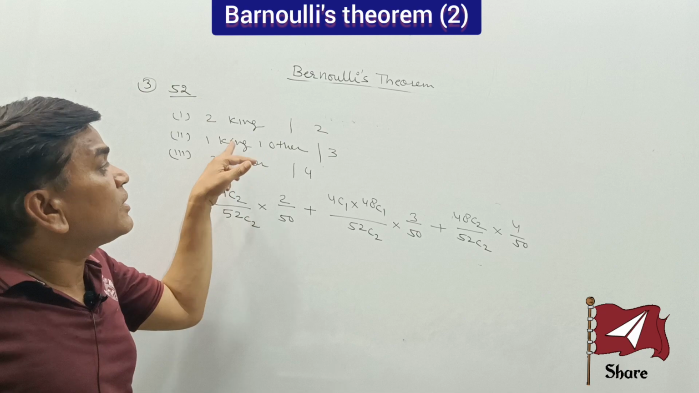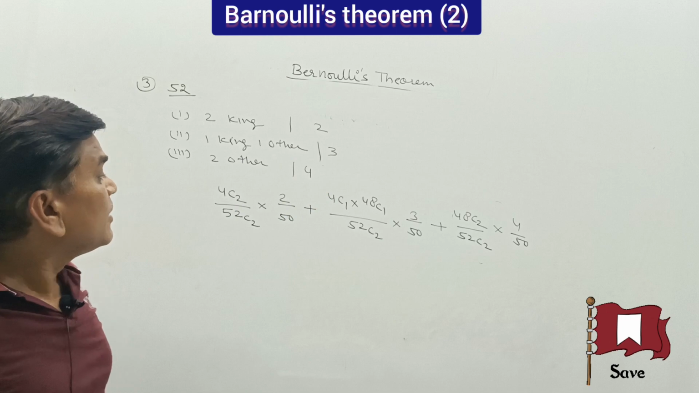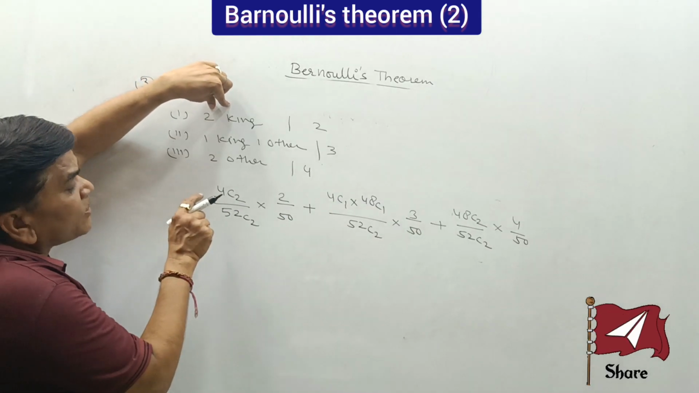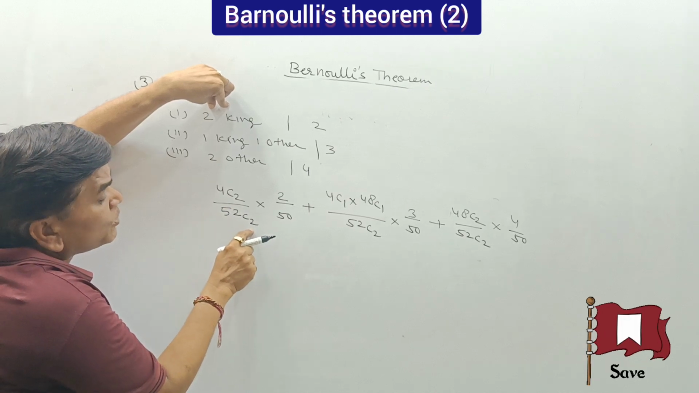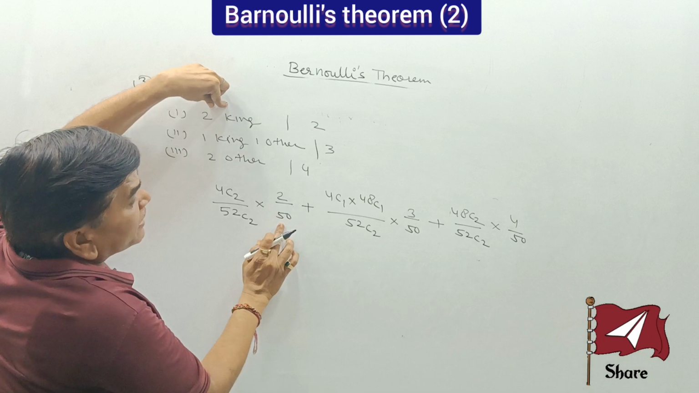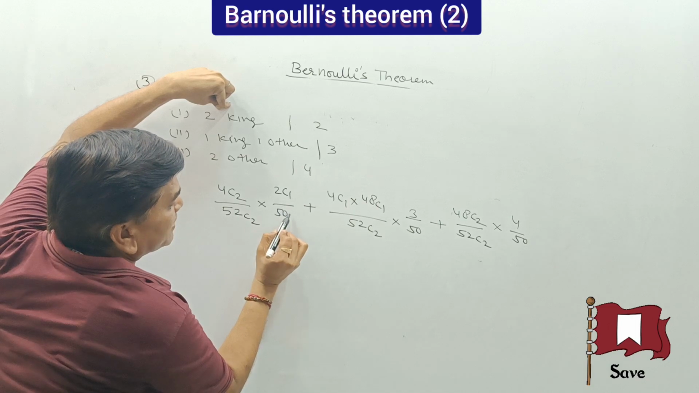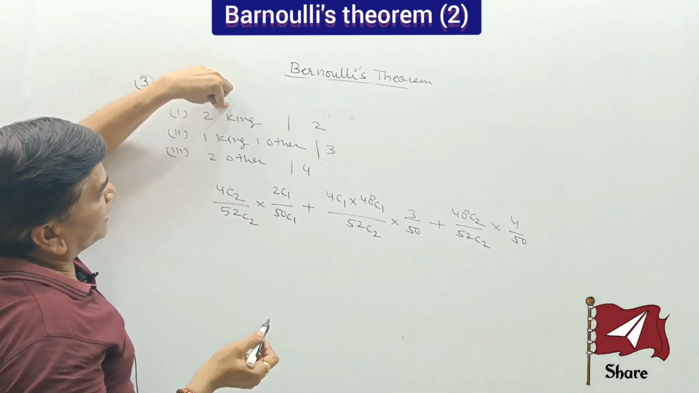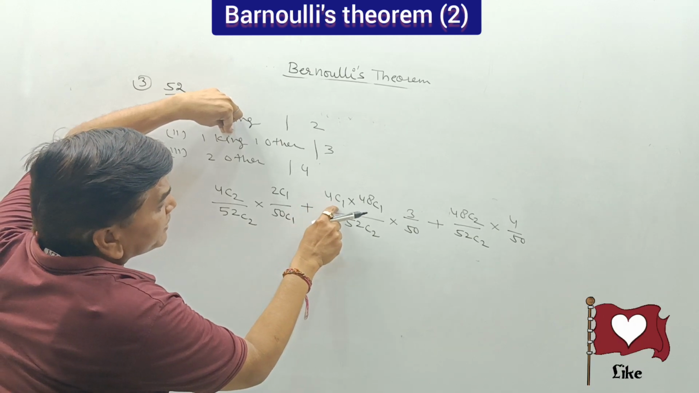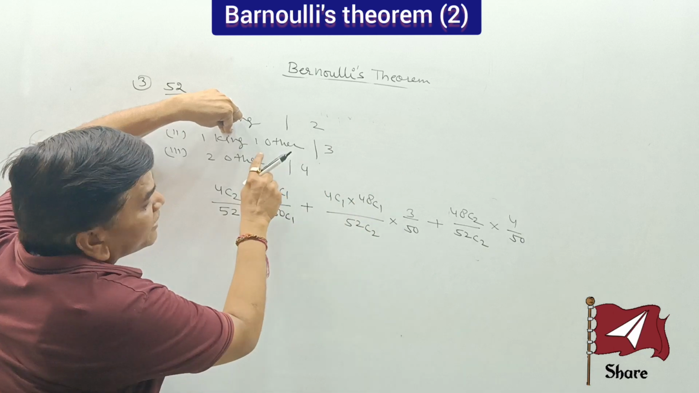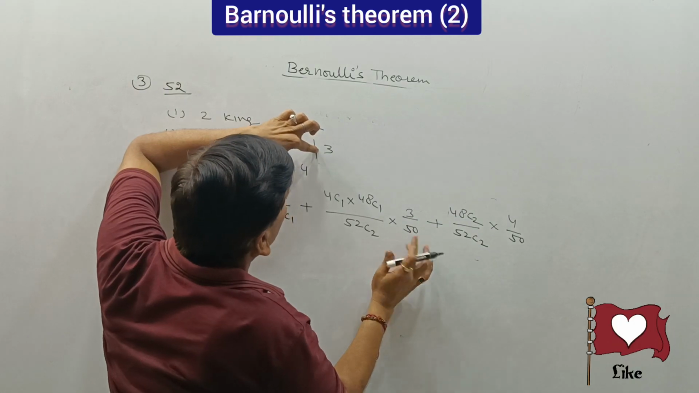If 1 king is gone, 3 kings are available. If 2 other cards are gone, 4 kings are available. In the very first condition, 2 kings are gone, so we get 2C2 divided by 52C2, and of the remaining 50 cards, 2 are kings, so 2C1 upon 50C1. For 1 king and 1 other card, we get 4C1 times 48C1 divided by 52C2, and the remaining 3 kings give 3C1 upon 50C1.